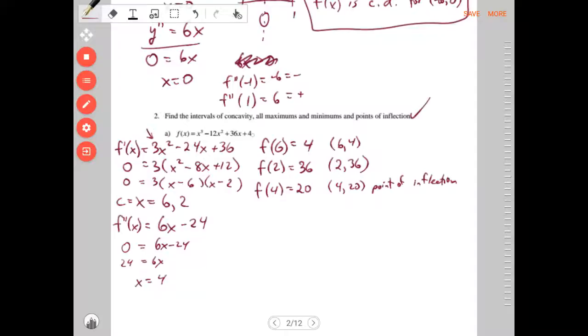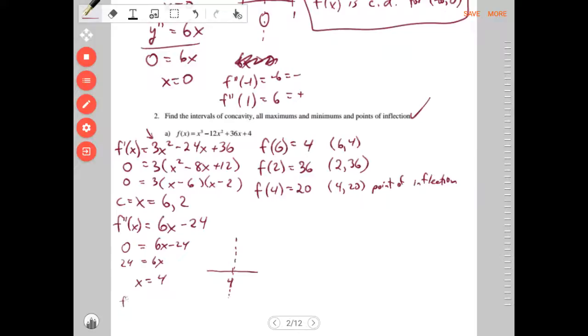So I still need intervals of concavity and maximums, minimums. Now we know that 6, 4, and 236 are maximums or minimums. We just don't know which yet. So that's what the second derivative test is going to do for us. So we're going to make a little number line here. We're going to put 4 right in the middle, because that is going to define our regions of concavity.